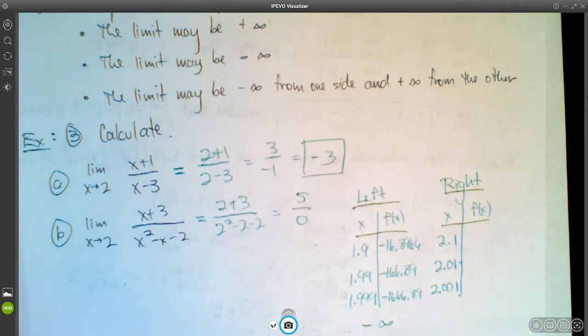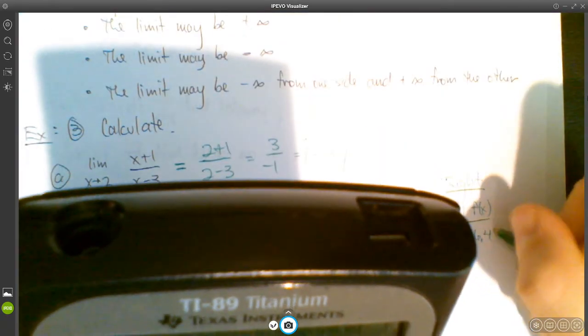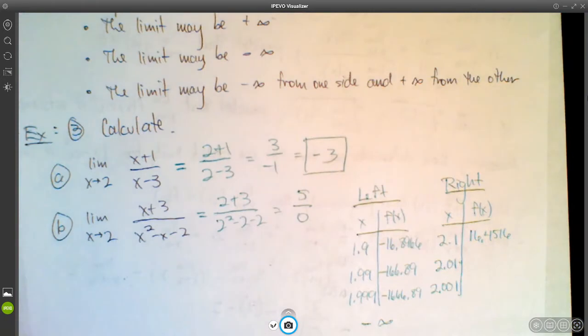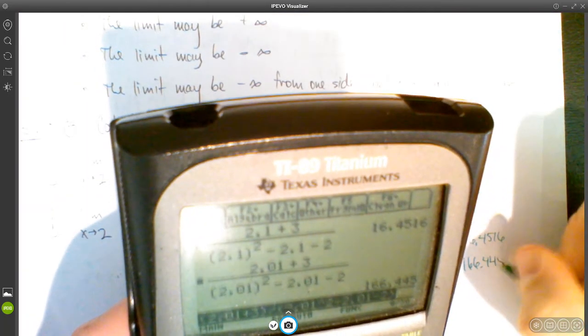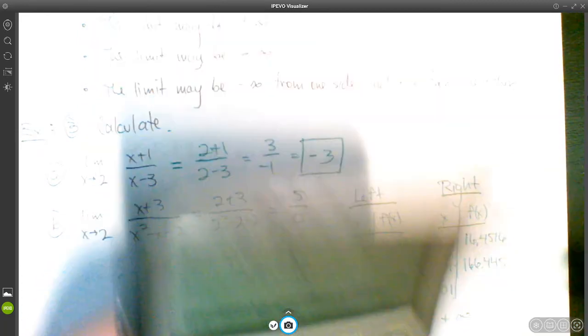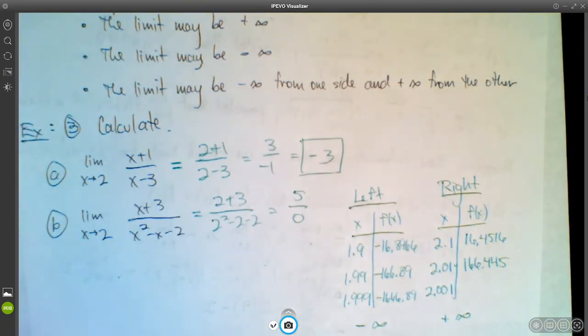If I plug in 2.1, I get 16.4516. If I plug in 2.01, I get 166.445. I think I know where this is going. I feel like it's shooting off to positive infinity, right?